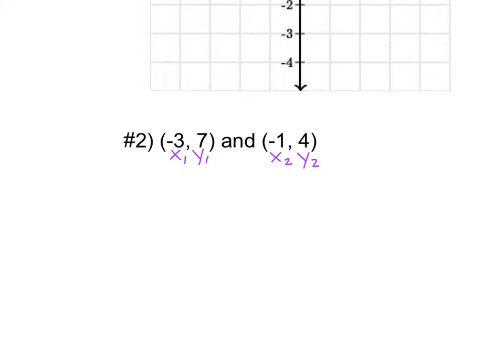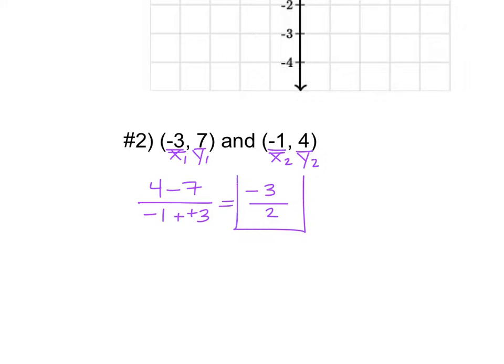Could I switch my x1, y1 with my x2, y2? Yeah, you can. As long as your 1's stay together and your 2's stay together, you can flip them, okay? So we're going to do y2 minus y1, so 4 minus 7, over x2, negative 1, minus x1, so negative 1 minus a negative 3. And then simplify that. What's minus a negative? Plus a positive. So this is going to be 4 minus 7 is a negative 3. Negative 1 plus 3 is 2. Can you reduce that? No. So you're going to leave it just like that.